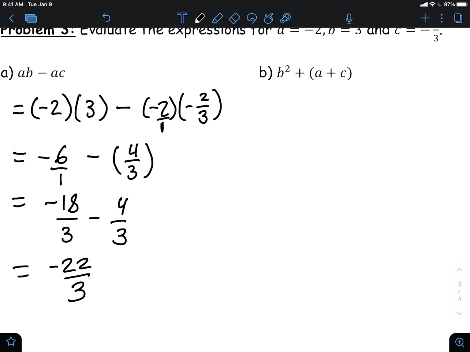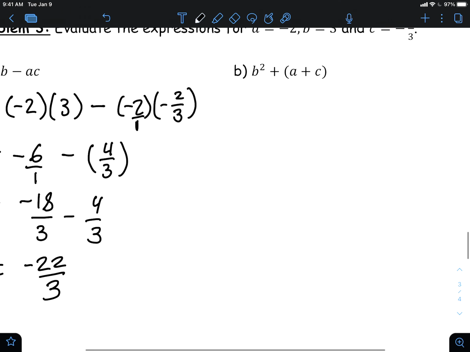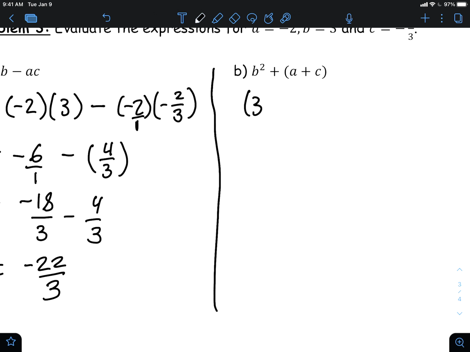All right. And then for b, it's the same thing, except we've got a square in here. We've got b squared. But the process is the same. We start just by substituting everything in. So it's going to be 3 squared. And then we're adding a plus c. So a is going to be negative 2, and c is going to be negative 2 over 3.